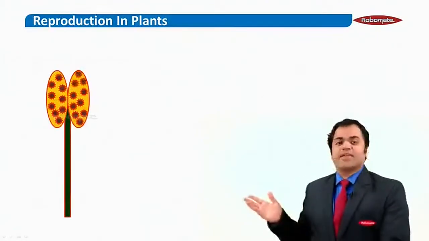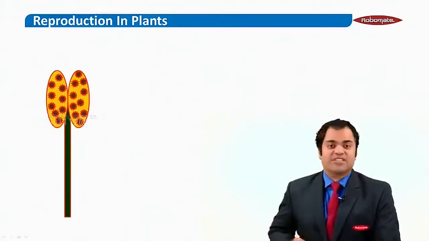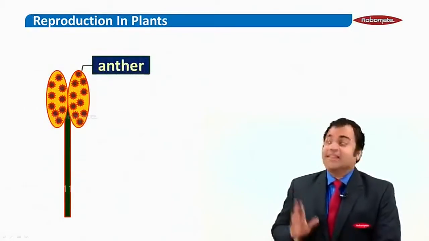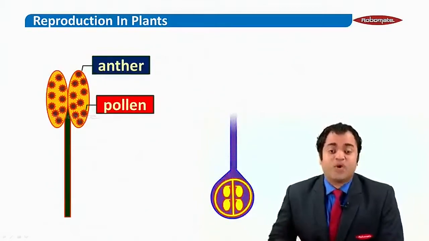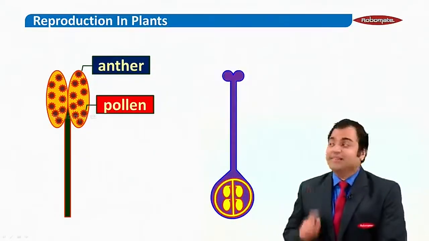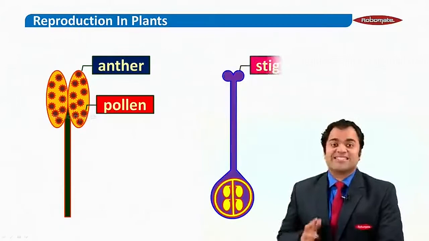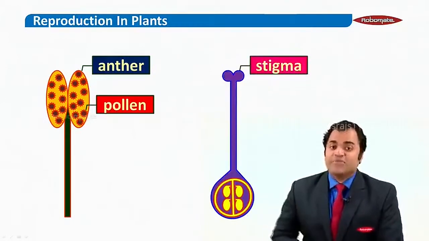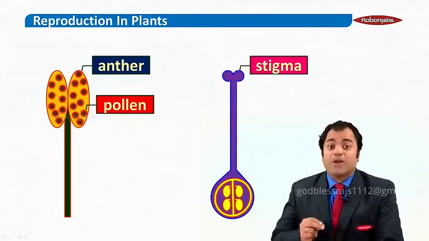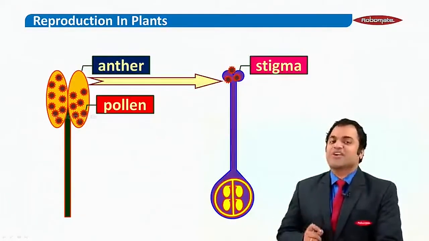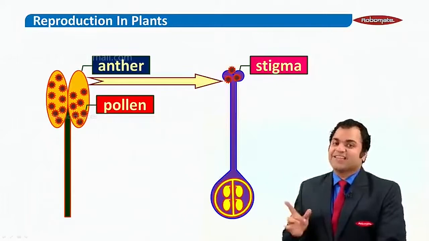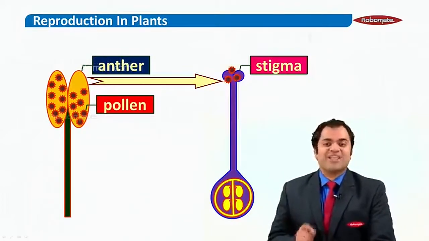What you're looking at here is a stamen, and on the top what you see is the anther. The anther bears pollen grains, right? Now, what I'm showing you next is the carpel, and the tip of the carpel is also called the stigma. Now what I'm doing is transferring the pollen from the anther to the stigma, and this transfer of pollen from anther to stigma is called pollination.